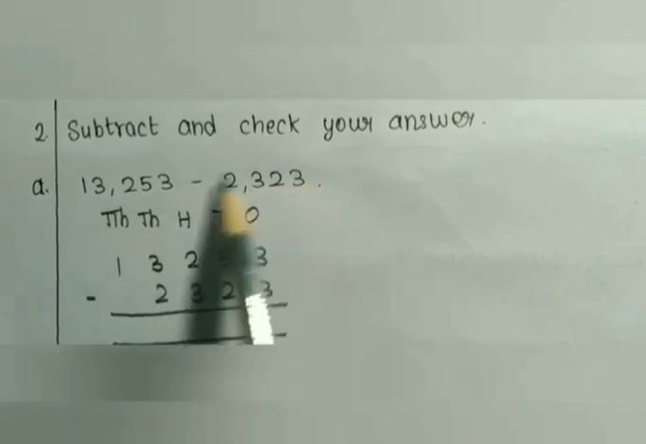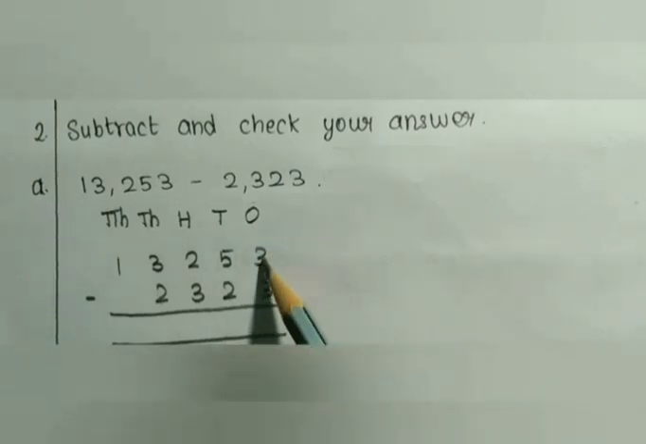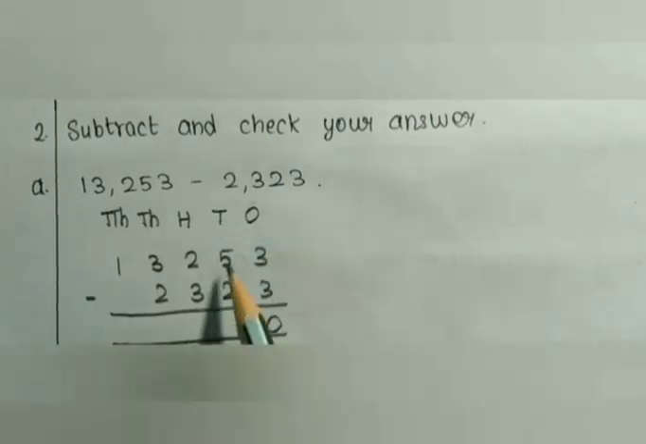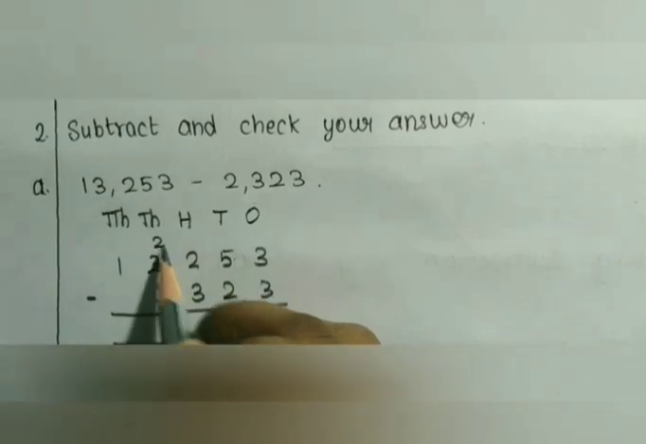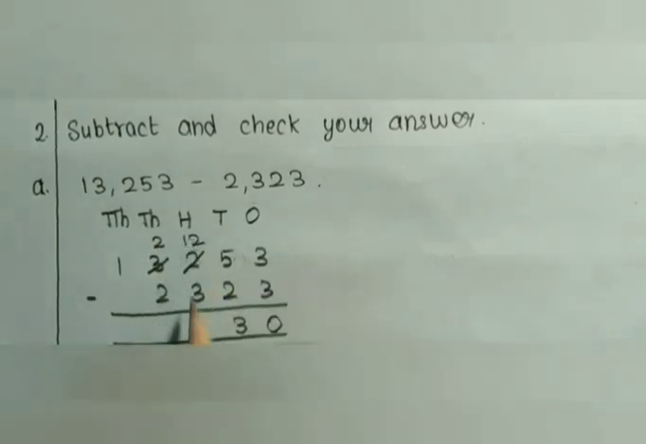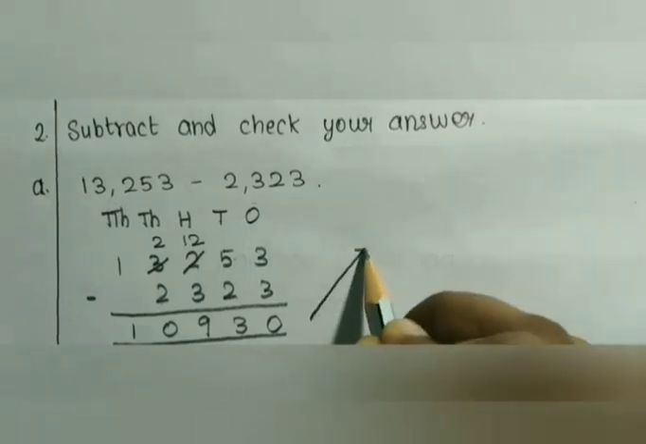See children, it's a 4-digit number. The subtrahend is a 4-digit number, so it should start from the thousands place. Don't make mistakes in it. Now let's subtract. Ones place, 3 minus 3, 0. 5 minus 2, 3. 2 minus 3, 2 is a smaller number, so let's borrow. 3 becomes 2 and 2 becomes 12. 12 minus 3, 9. 2 minus 2, 0. 1 minus 0, 1. Now let's add.